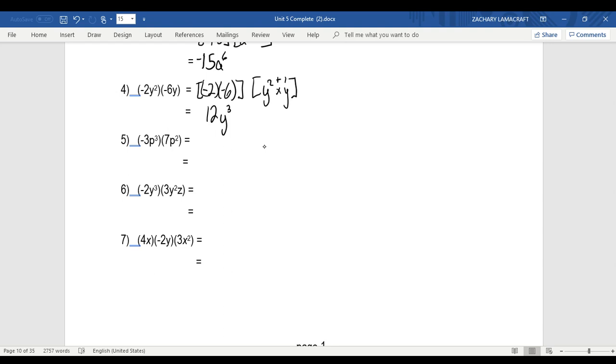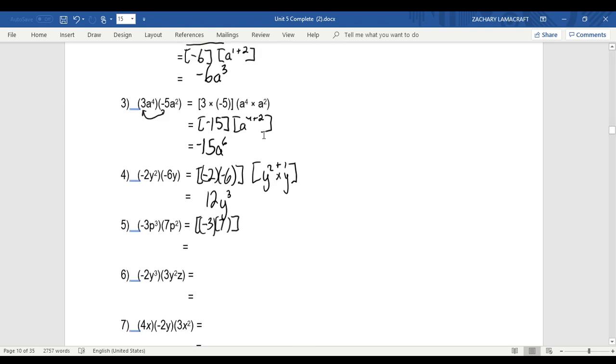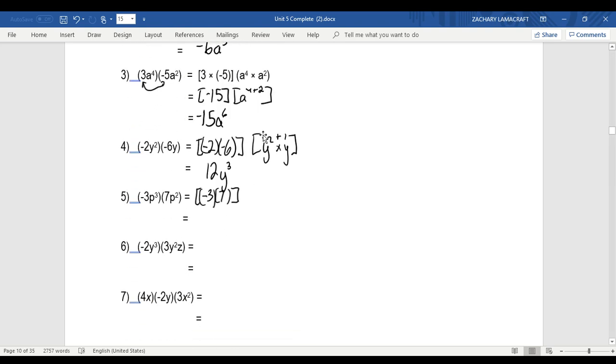In our next example here, we've got the numerical coefficients of negative 3 and 7. We multiply those. And then we've got p to the 3 times p to the 2. Remember, we're just adding 3 and 2, giving us negative 21p to the 5.